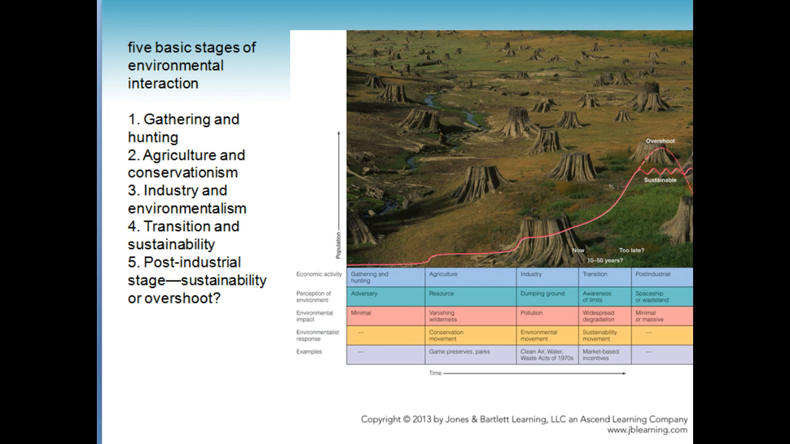Around 10,000 years ago, the agricultural and conservation stage began. During the Neolithic or New Stone Age, tools began to be used for cultivation, which allowed populations to remain in one place and to grow with the abundance of food. Towns and cities were created, and land was cleared in large tracts for food production.